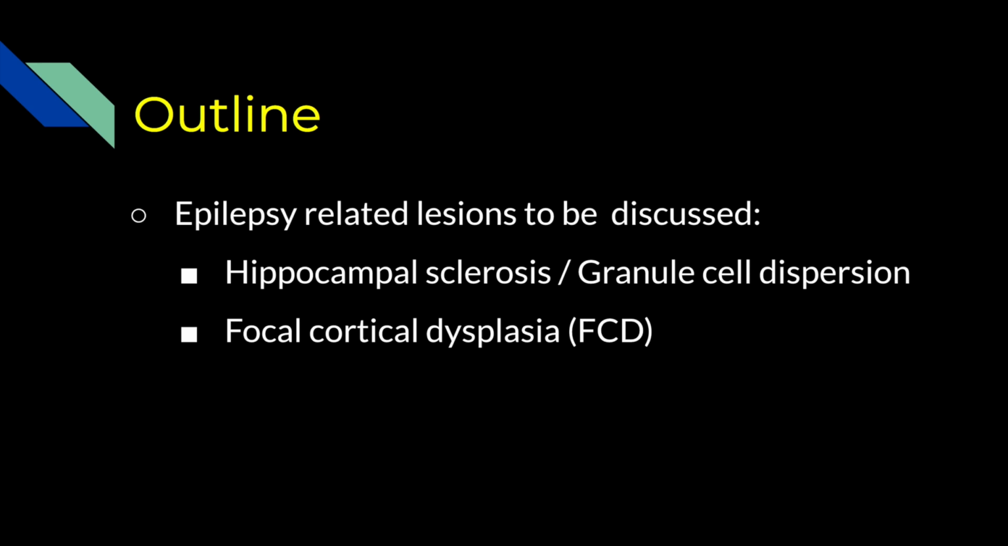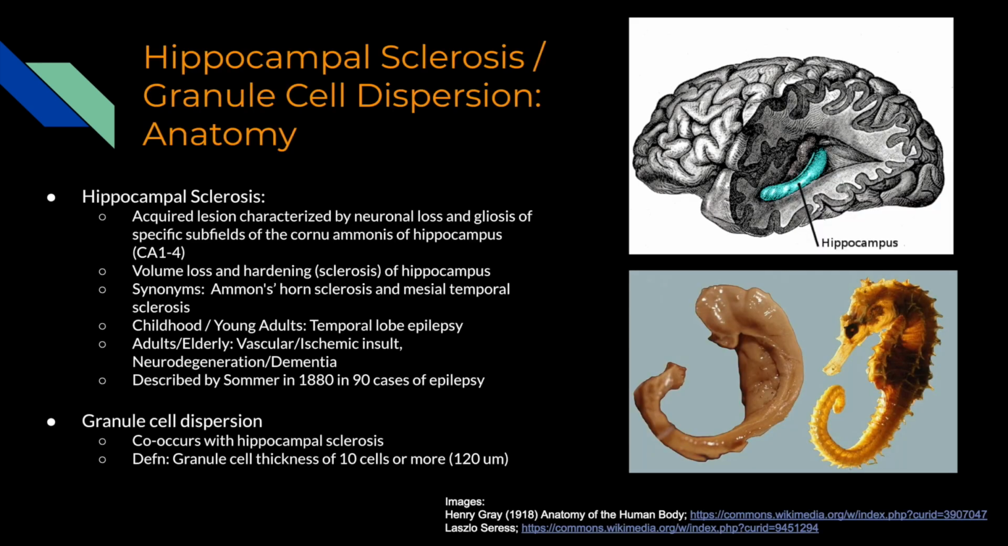So again, we're going to cover some of the most common causes of epilepsy, which are hippocampal sclerosis, granular cell dispersion, and focal cortical dysplasia, which was one of the migration disorders that we did not get to in our previous lecture. So let's first review some of the anatomy of the hippocampus and the dentate gyrus, which are the key structures that are abnormal in this condition.